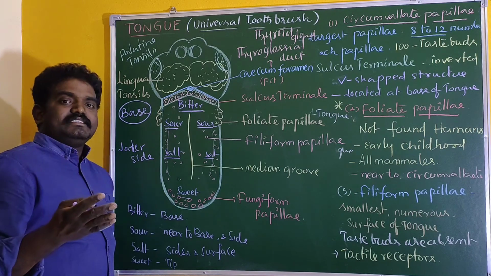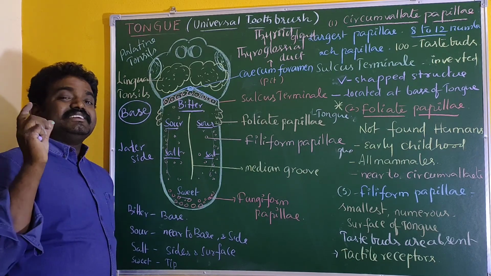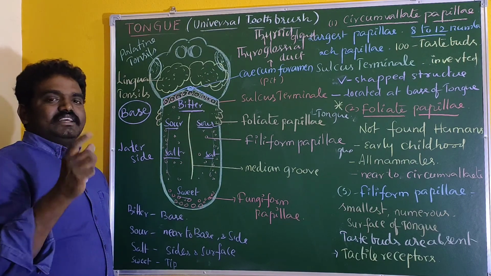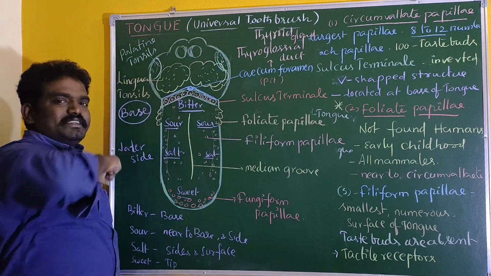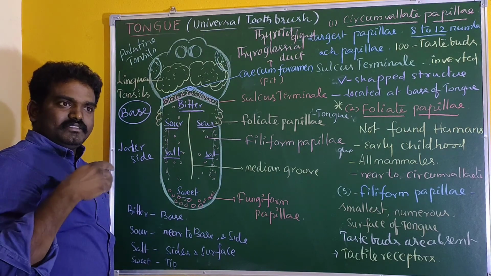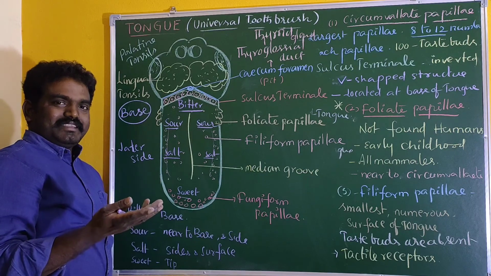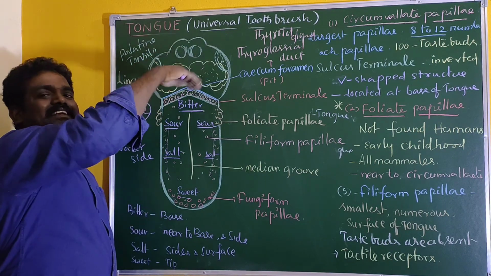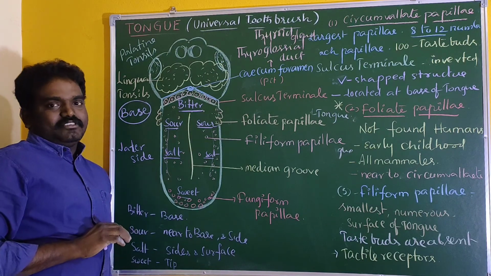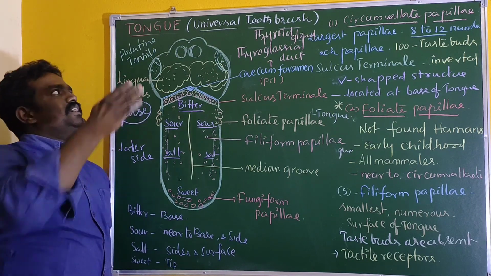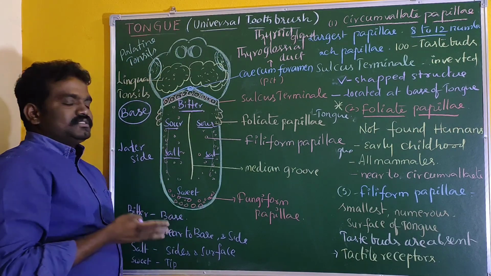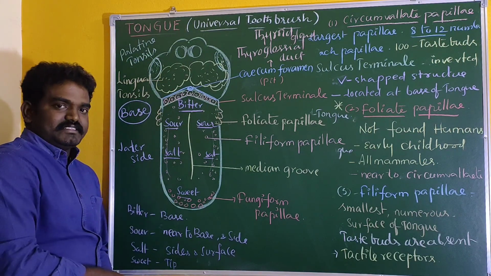The fourth functional role is that it cleans the teeth. That's why it is called a universal toothbrush. Except human beings, animals do not brush, but the tongue acts like a brush. So it cleans the teeth of the animals. That's why it is considered a universal toothbrush. So these are the major functional roles of the tongue.